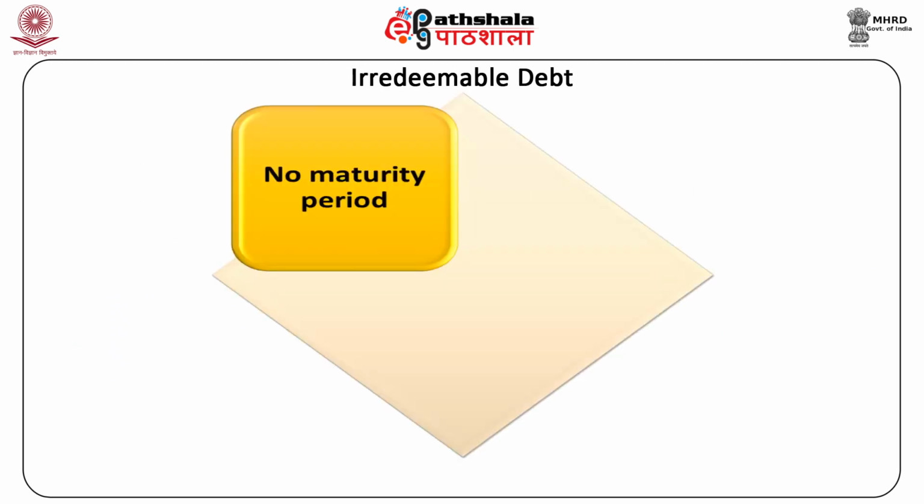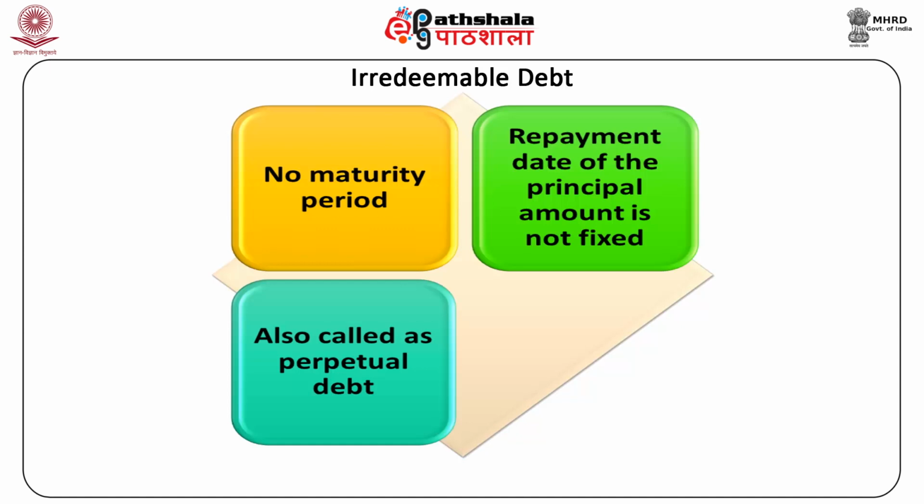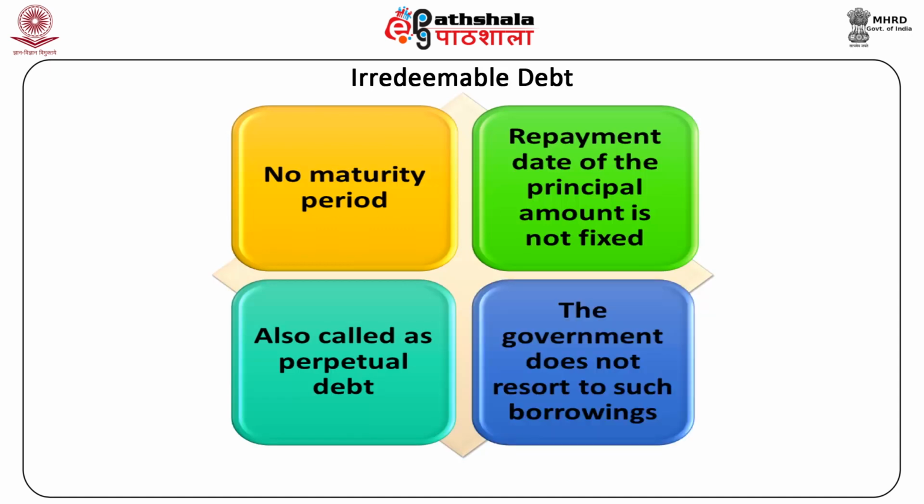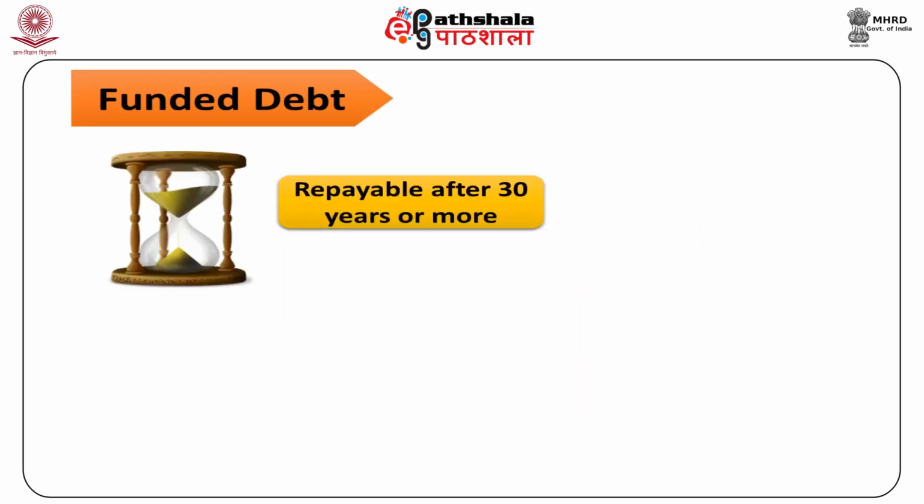In this case, the government may pay the interest regularly, but the repayment date of the principal amount is not fixed. Irredeemable debt is also called perpetual debt. Normally, the government does not resort to such borrowing. Funded debt. Funded debt is repayable after a long period of time, such as 30 years or more.